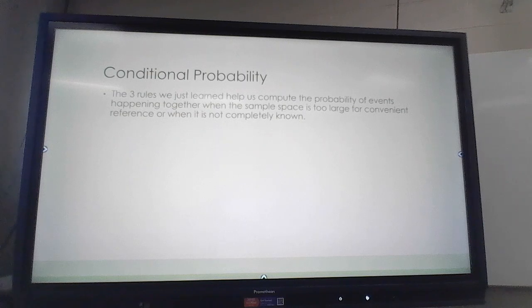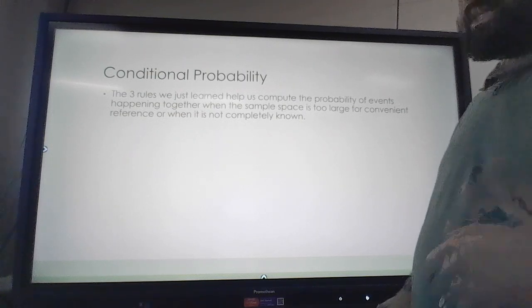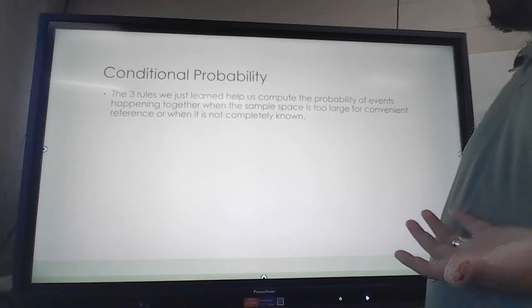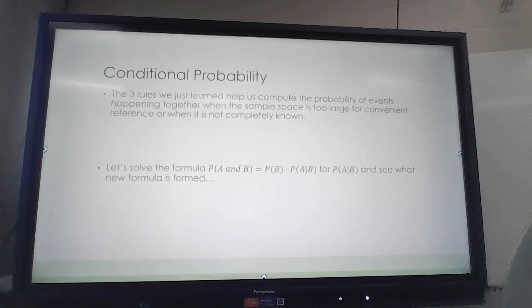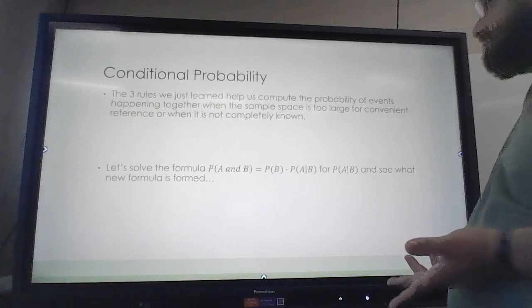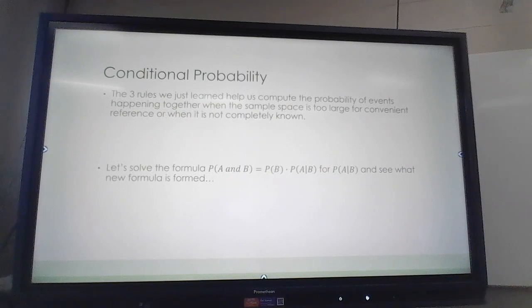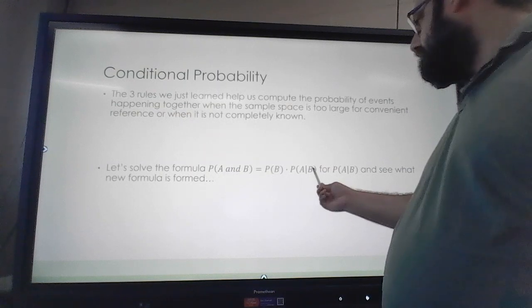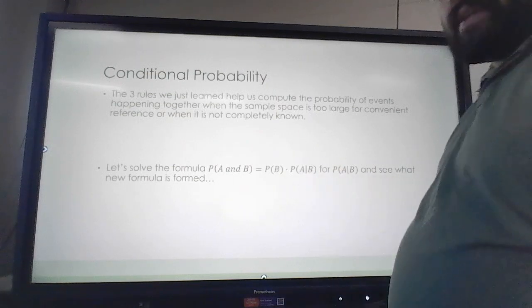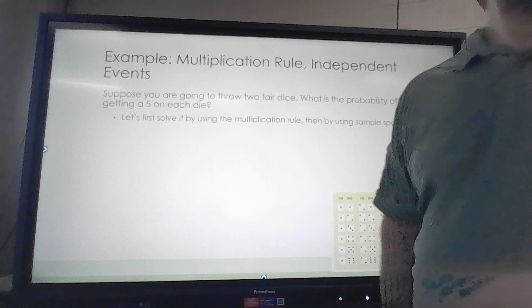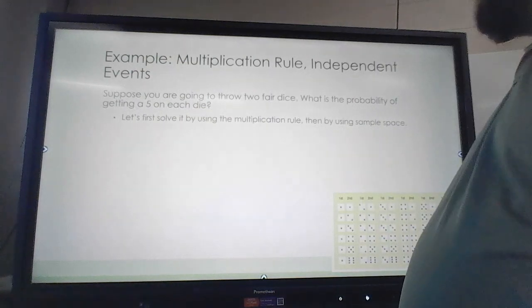Okay, so these three rules help us compute the probability of events happening together when the sample space is either too large or not completely known. That doesn't mean we can't use the sample space, but it's an easier way to do it without using the sample space. So if we want to calculate the probability of A and B, let's say we want to find the probability of B times the probability of A given B.